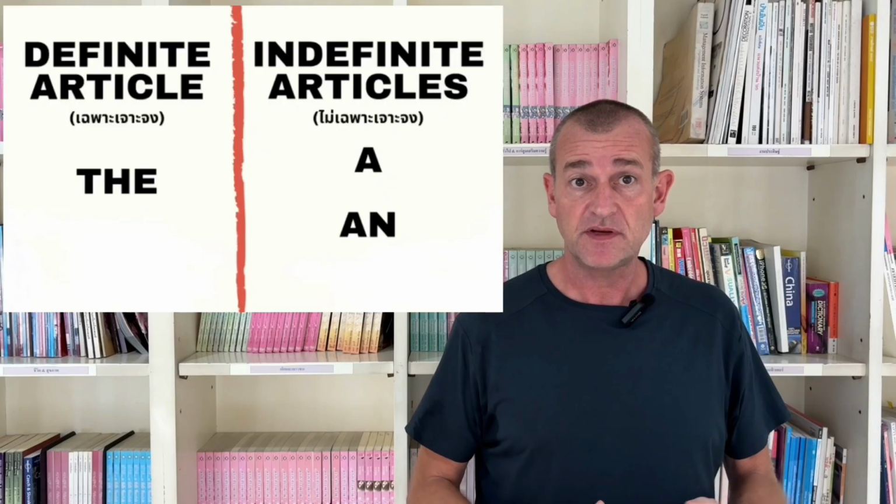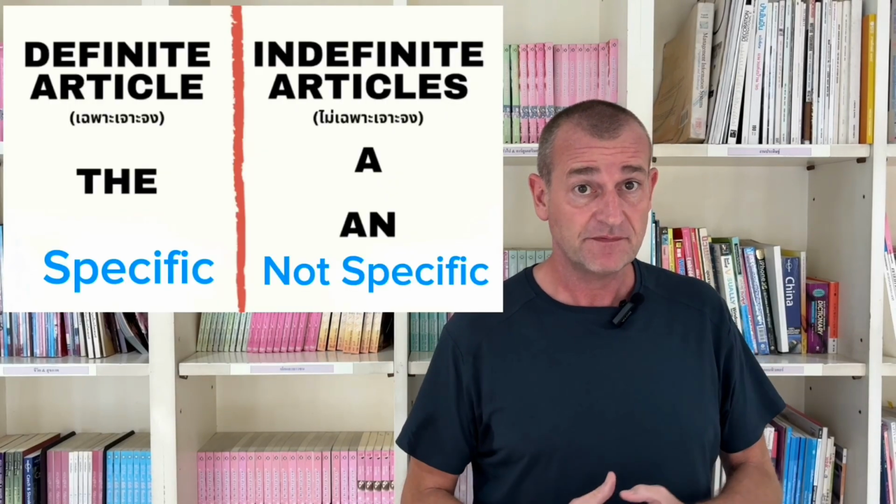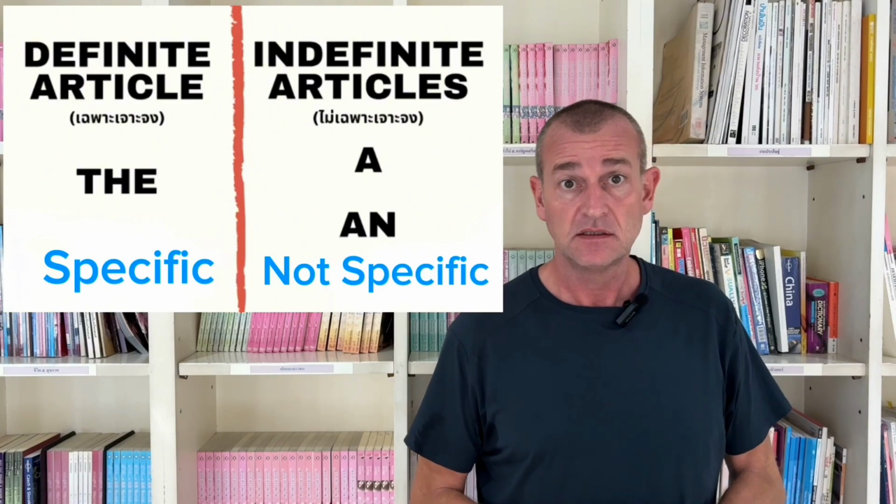Articles. What are they? How to use them, when not to use them. Come along, let's find out. Articles. A, an, the. They could be definite, indicating one specific thing, the, or indefinite, not specific, a or an. Sometimes we don't even use them.